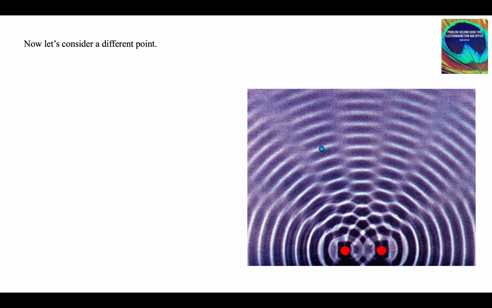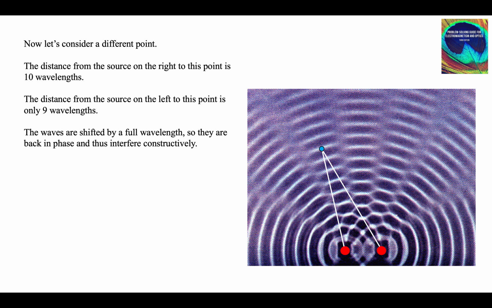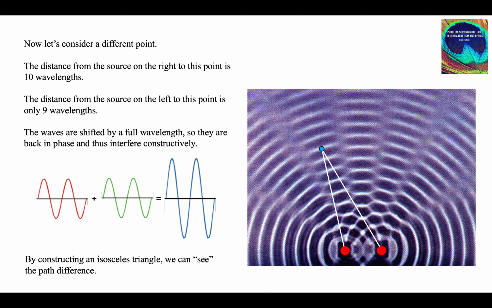Now let's consider a different point. This one right here. If I get the distance from the source on the right, it's 10 wavelengths. Source on the left, it's 9 wavelengths. This one has a longer distance to go, but it's longer by 1 complete wavelength. So they're back in phase. If you stuck a bobber here, it would be going up and down wildly. The waves interfere constructively. They're shifted by a full wavelength, just like that.